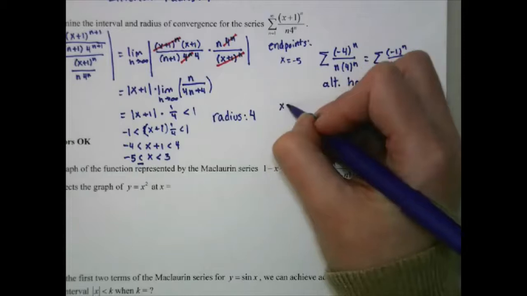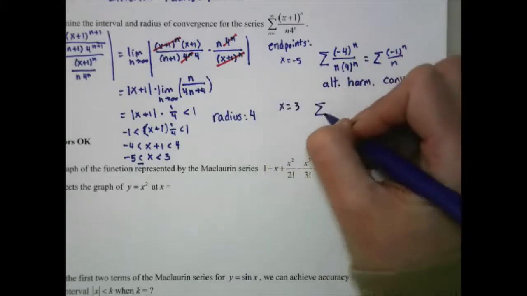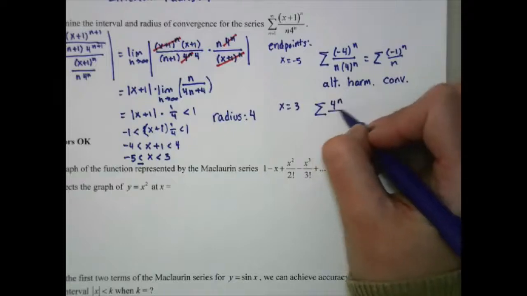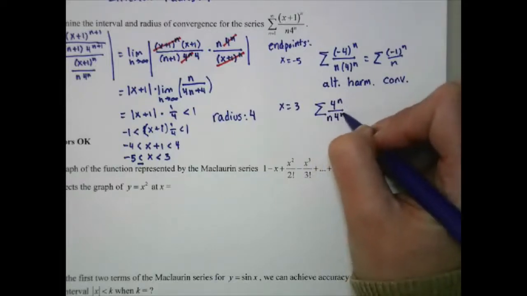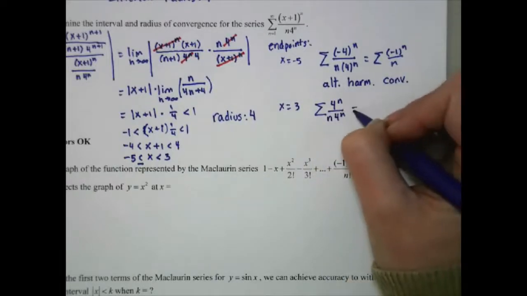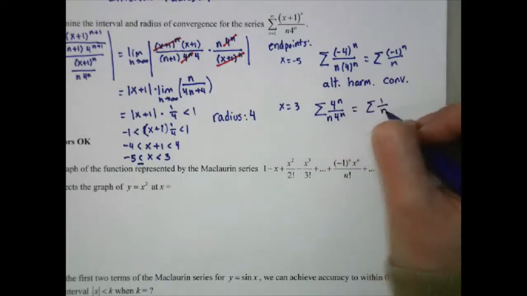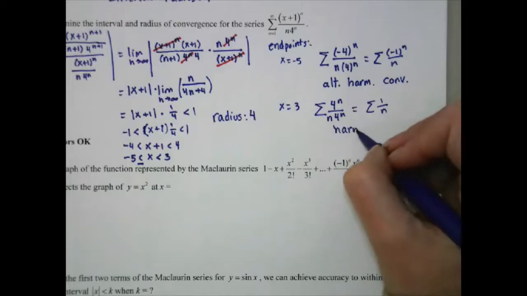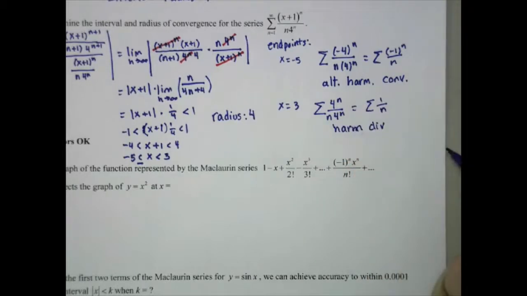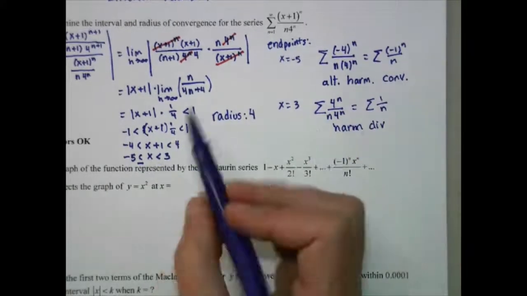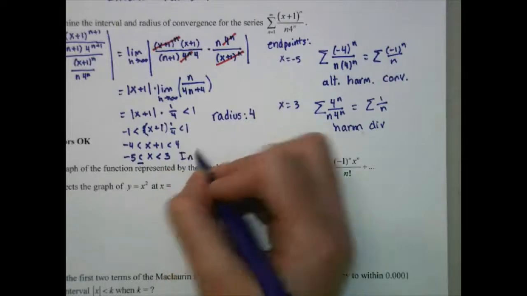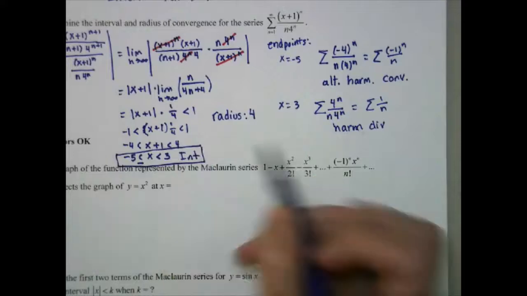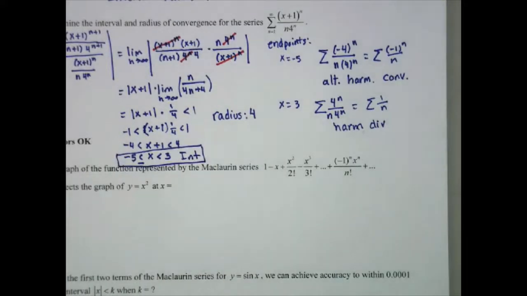What about the 3? Okay, well we plug that in. That's going to be now 4. Well, that's just going to be 1. So this is 1 over n, which is our plain old regular harmonic, which always diverges. So 3 is not included. So this is my interval. -5 is included, the 3 is not.